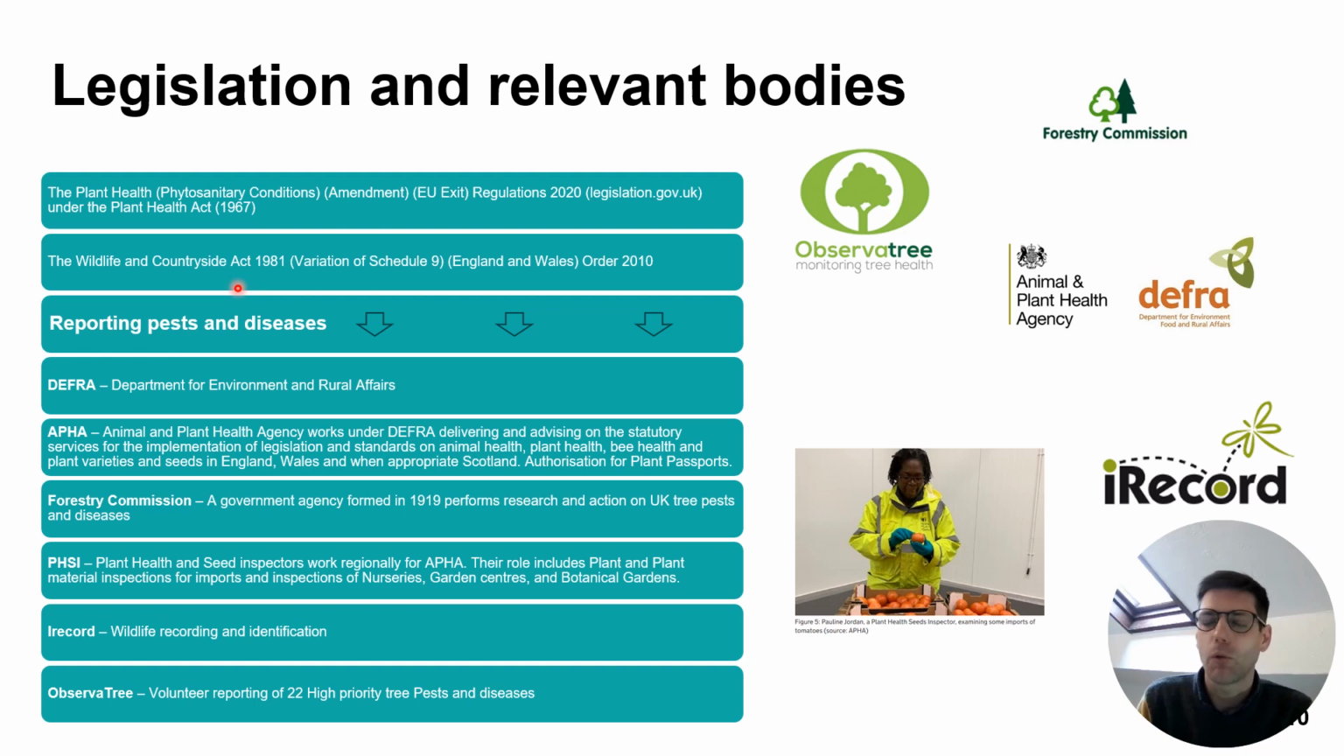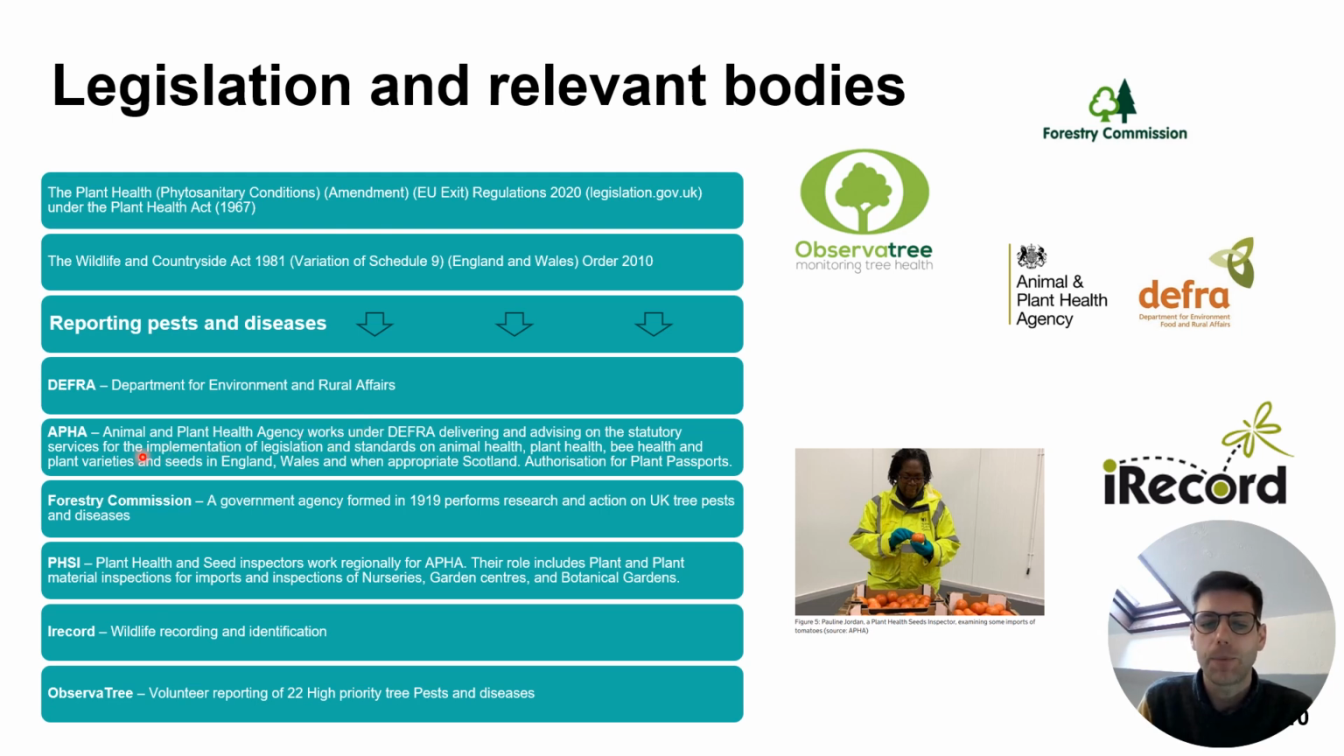Now, in terms of reporting pests and diseases, there are a number of people you can go to for this, and all of these places have websites. We've got DEFRA, the Department for Environment and Rural Affairs, and they will head up anything to do with biosecurity, pretty much everything to do with agriculture and the environment, and horticulture.